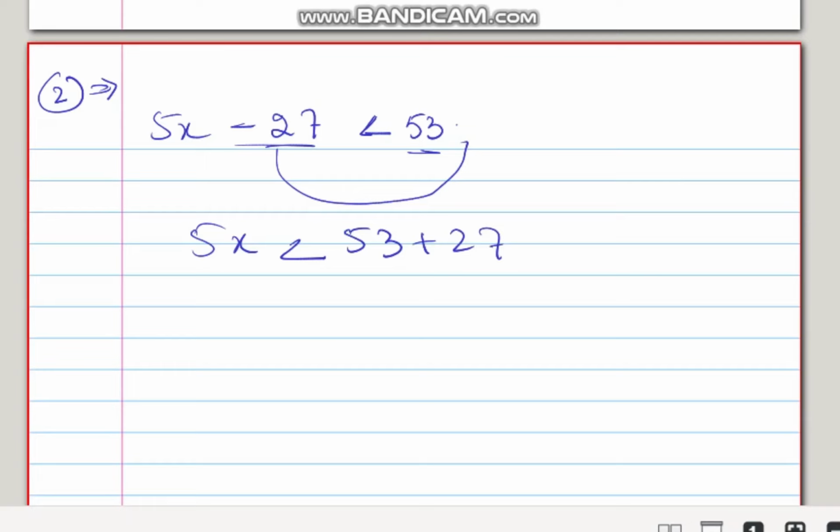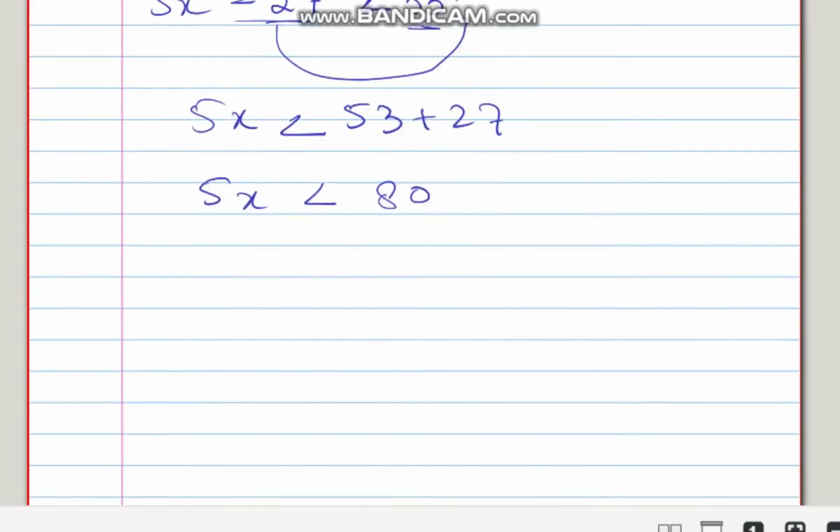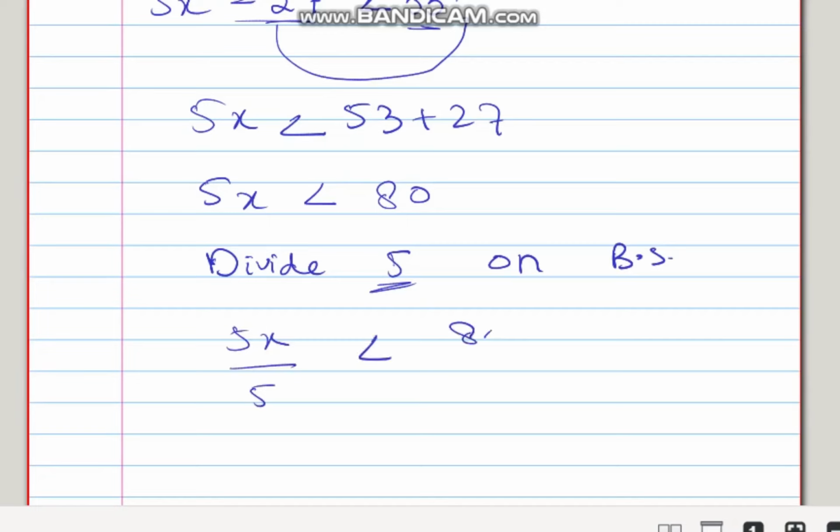Now 53 plus 27: 5 plus 20 is 70, 7 plus 3 is 80, so it will become 80. And now please divide by 5 on both sides. You don't have to write the words divided by 5. I am just writing them for your clarity, because you don't have to worry about writing these English words. I am writing it just for clarity.